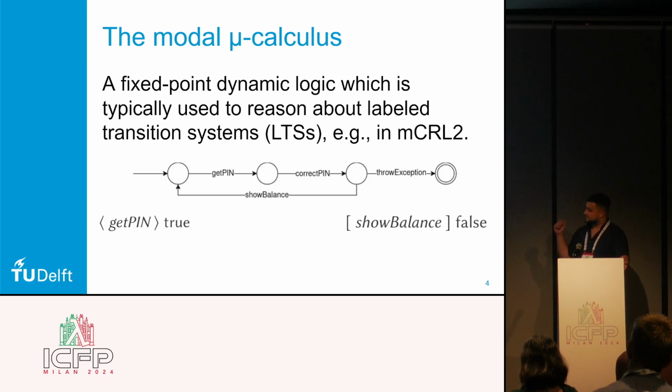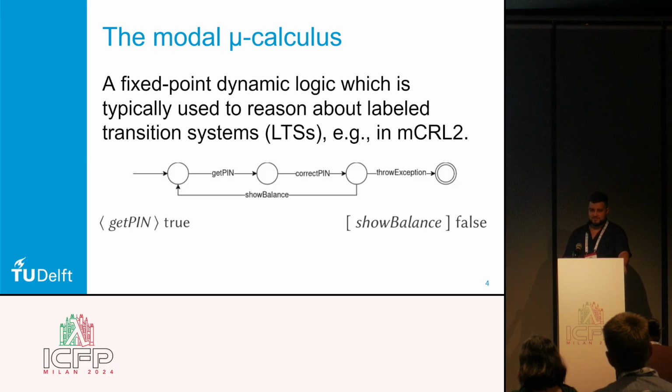The formula on your right says that the show balance operation cannot be executed in the initial state. And in particular, it says that if the first operation was show balance, then the formula false must hold for all possible continuations of the program. And since the formula false can never hold, we can conclude that the first operation should not be show balance.